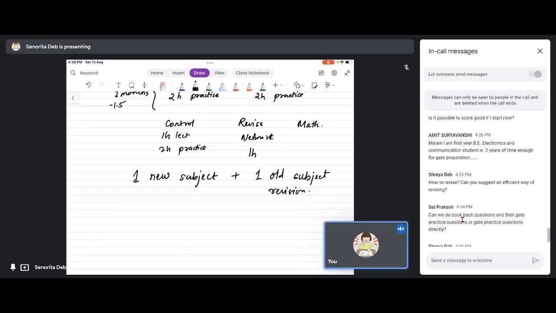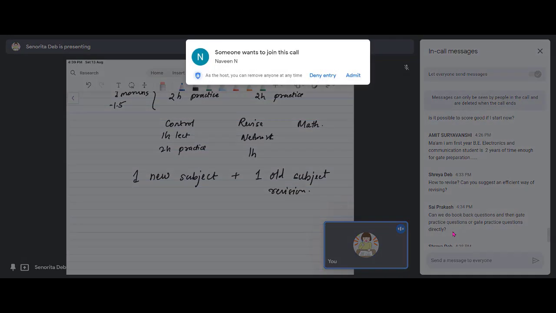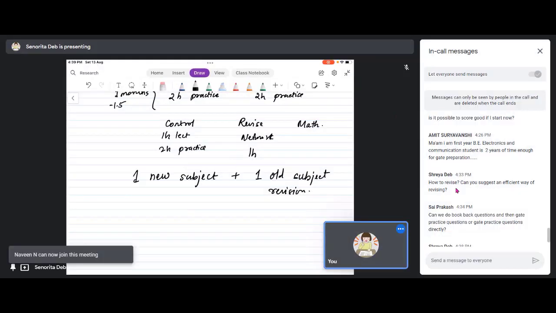Can we do book back questions and then get practice questions or GATE practice questions? You should always do book back questions first. But remember that there are a lot of questions in back exercises which might not pertain exactly to GATE's point of view or GATE's method. GATE's method is nothing but testing you on basics. So for clearing the basics, you should definitely practice the back questions of the book, and then go to the previous year questions. Don't leave the previous year questions. Very, very important. Okay.